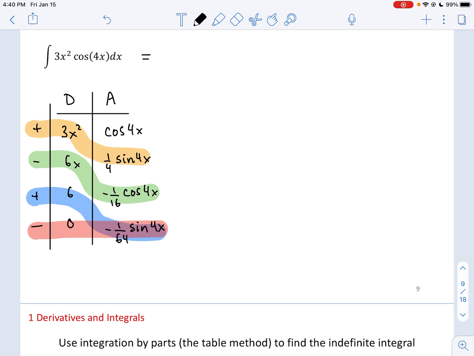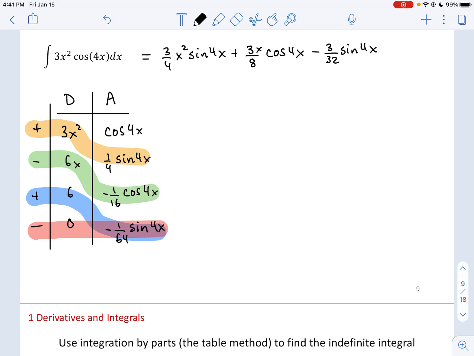So the orange product is going to be positive 3/4 x squared sine 4x. The green product will be 6x over 16. That's going to be 3x over 8 and positive. So positive 3x over 8 of cosine 4x. Then I do the blue product. It will be 6 over 64. That's going to be 3 over 32 and negative. So negative 3/32. And then we have that sine 4x.